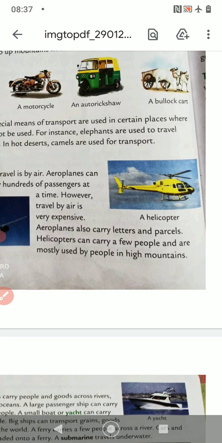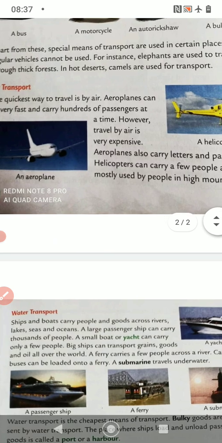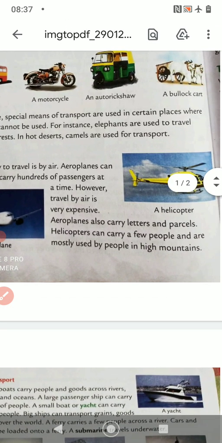Now we'll learn about helicopters. Helicopters can carry a few people and are mostly used by people in high mountains. So this is the difference. An aeroplane can carry more people, a helicopter can carry fewer people. An aeroplane is used to carry letters and parcels, and helicopters are mostly used to carry people in the high mountains. This is the difference between the aeroplane and the helicopter.